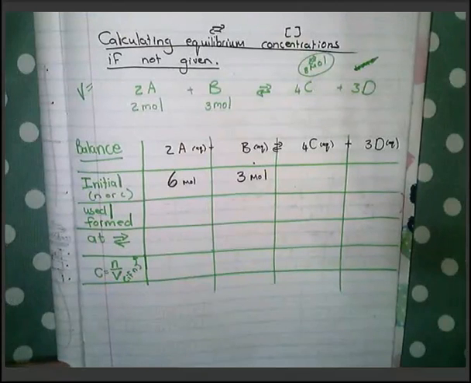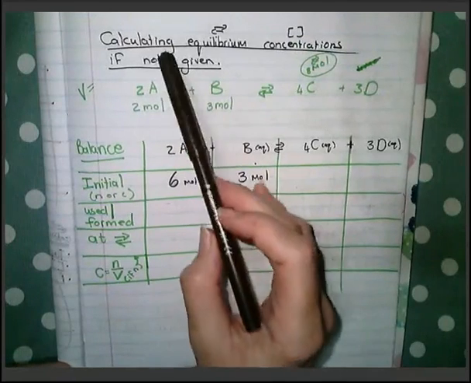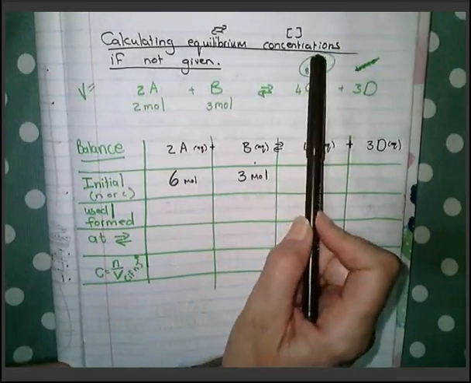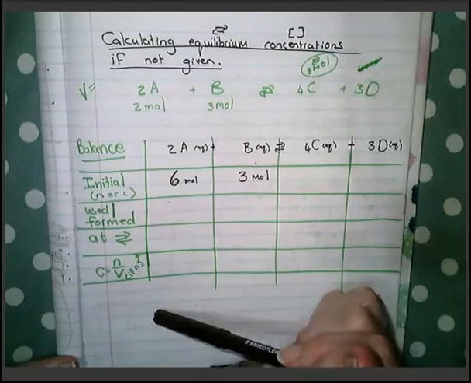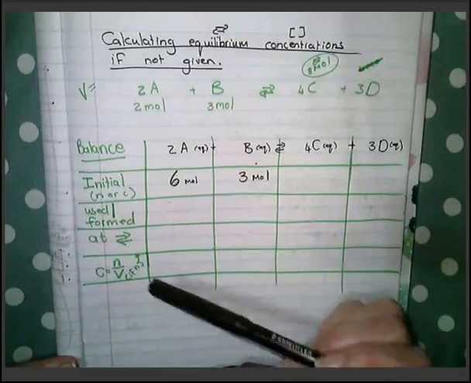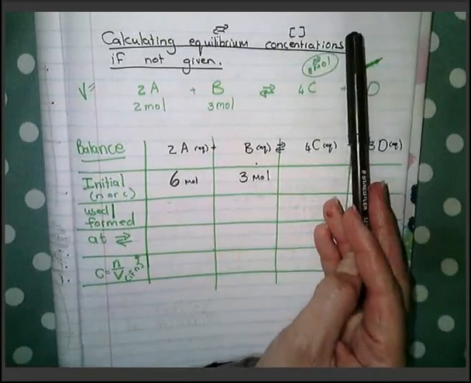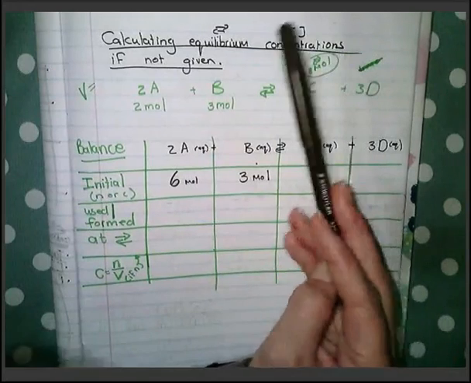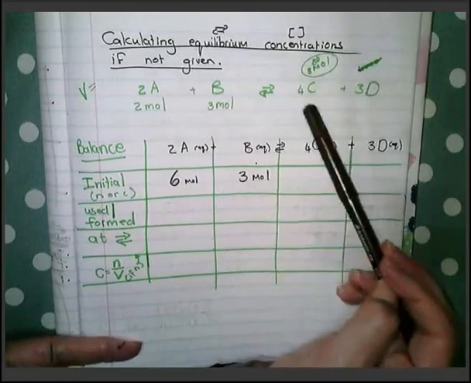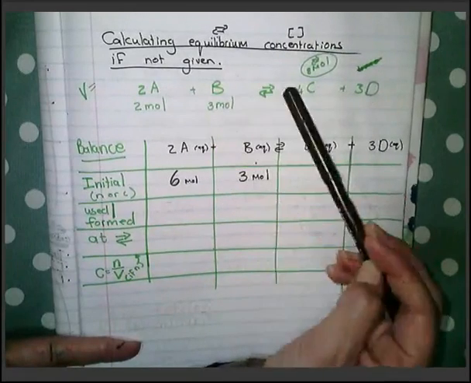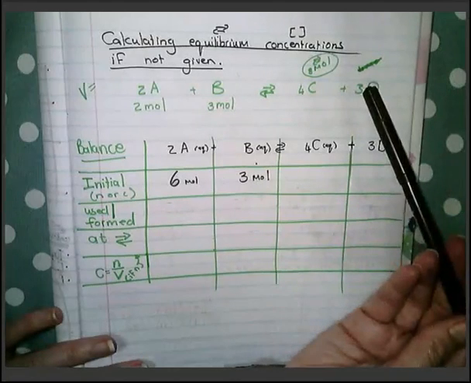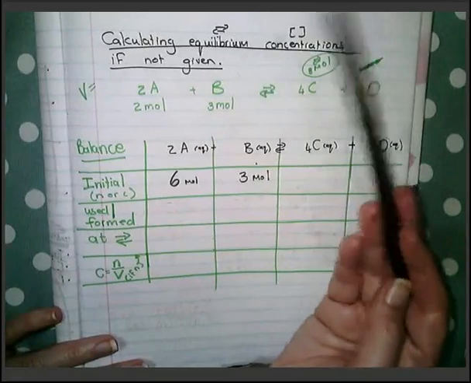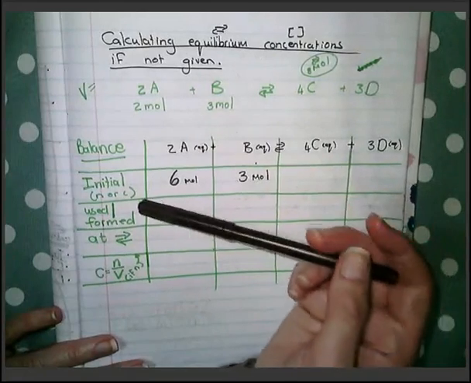Okay, now the next part of the calculations that we need to be able to do is to calculate equilibrium concentrations if they are not given. So in the previous examples, you had been given each one of those reactants and products' concentrations or moles, so that you could determine the concentrations and eventually calculate the equilibrium constant.